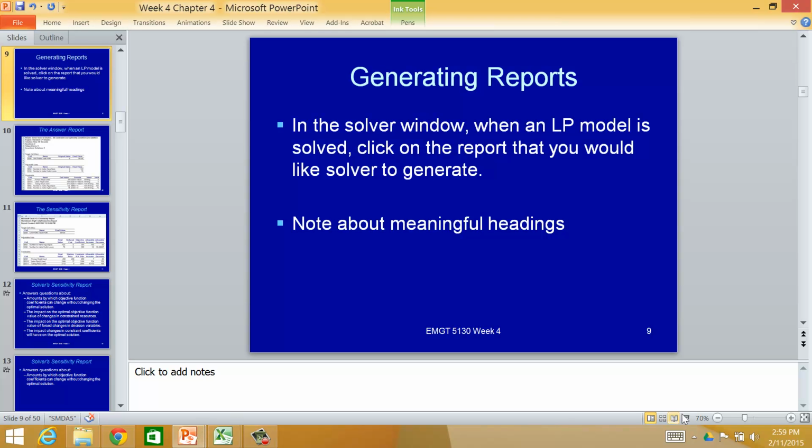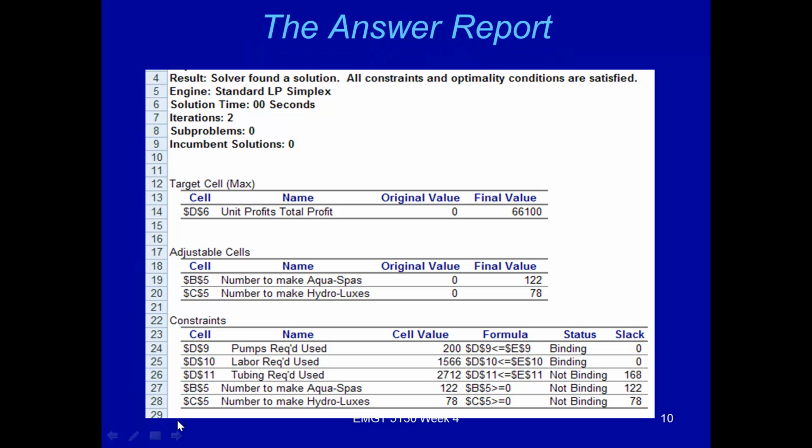Now let's look at how to interpret those. First, we generated 3 reports. The first one generated is the answer report. This one does not give much information. It gives, okay, what's the total profit and what's the final value of your decision variables. And for the constraints, the only thing I want to notice is the constraint part. I'll ask you guys to look at this column and this column. Now tell me, what do you see here? What's the relationship between the status and the slack?